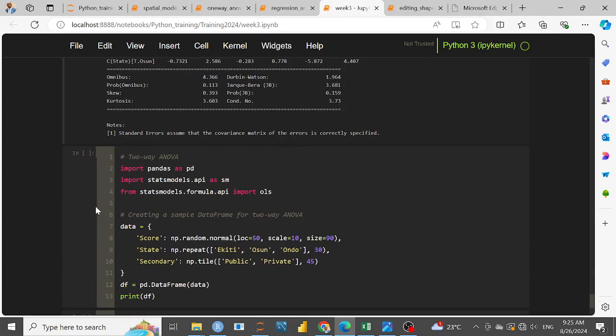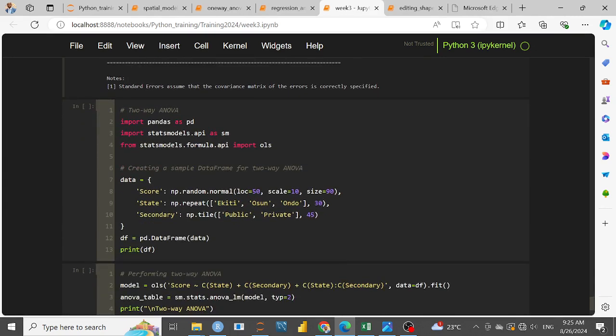Let's go to two-way ANOVA now. I don't need to talk much here because it's just the same way. The only thing is that I've introduced another factor. Let me quickly explain this. The state from which the student came might affect their score. And I introduced another one called secondary, the secondary school they attended. Is it public or private?